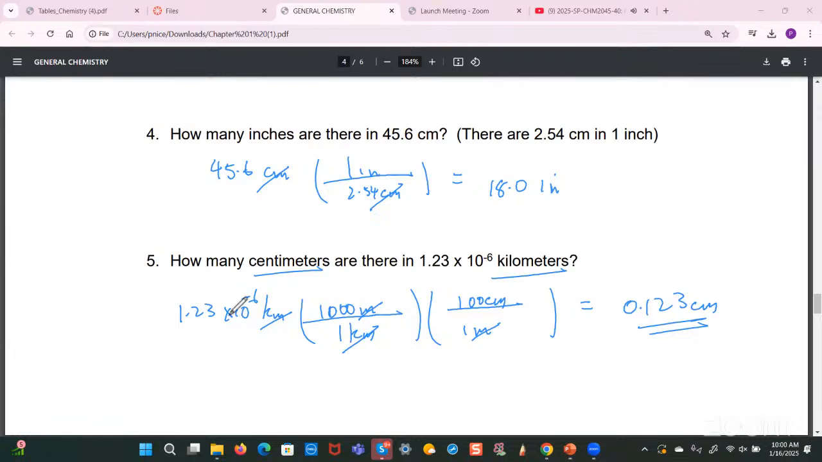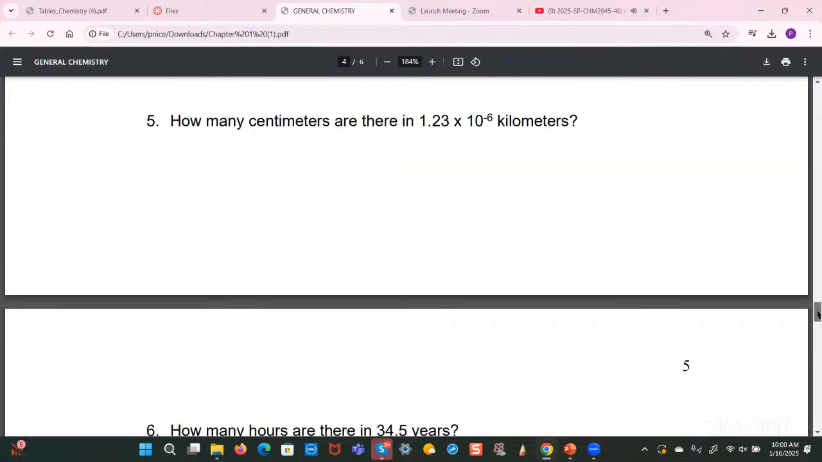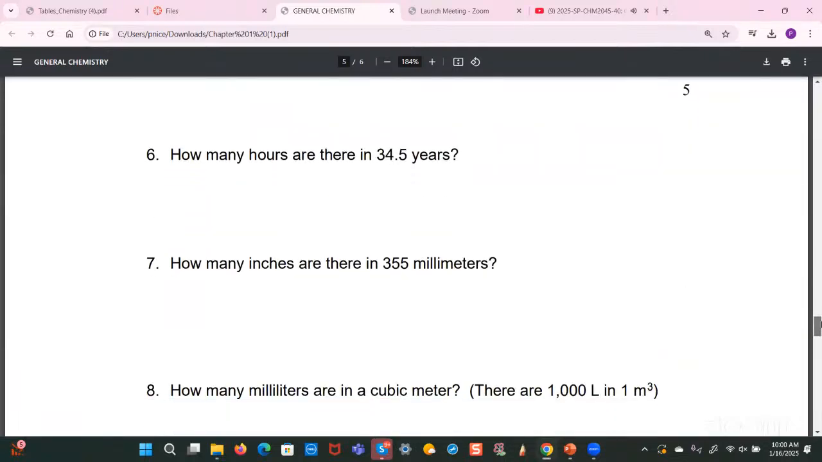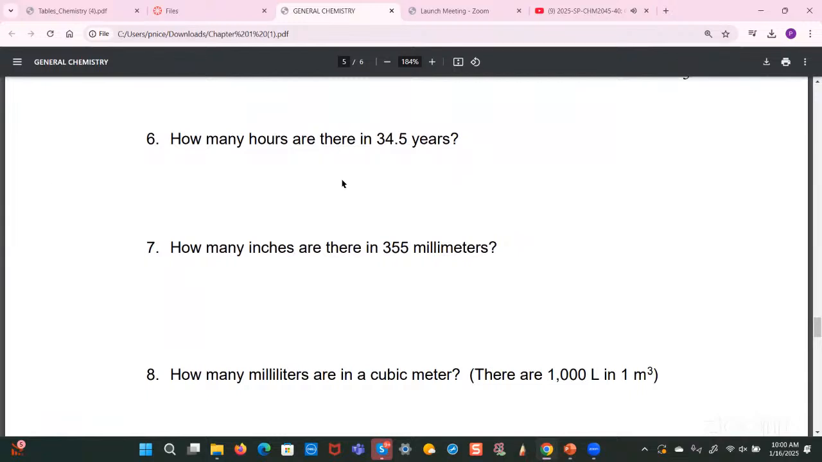All right, let me clear this. Let's keep going further to see if there's any other question. Oh, some more conversion. All right, very good. So how would you go about tackling this problem? They gave you 34.5 years, and you asked for the equivalent value in hours. So what would be your first conversion factor here?